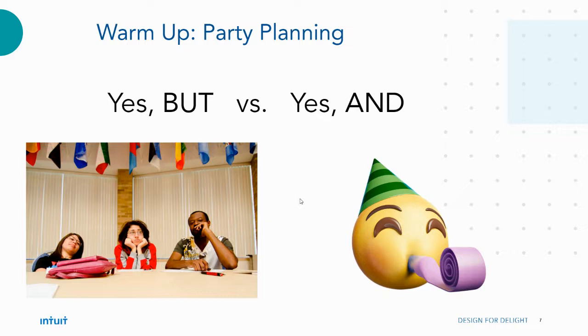But if you shift your mindset and your words, and instead of saying yes, but, you say yes, and, we tend to be able to build off of each other's ideas and each other's creativity and end up with a much better product. So try this with somebody in your life as you're having conversations. Instead of yes, but, flip your language and try yes, and, and see where that takes you.